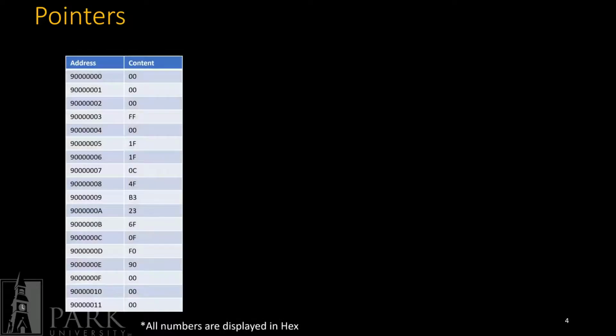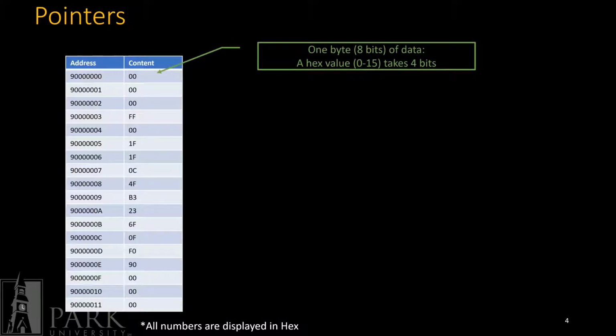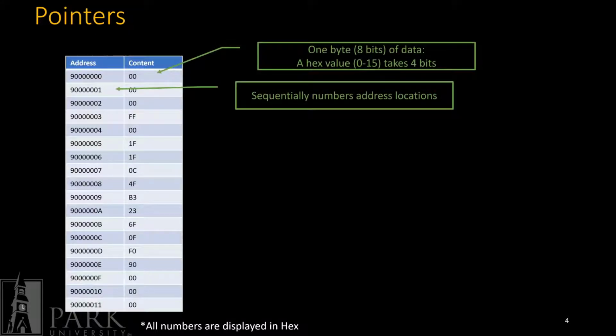Let's start by talking about what a pointer is. The main memory of a computer consists of many memory units. Each unit can hold 1 byte. Each byte is numbered sequentially, which is its memory address.